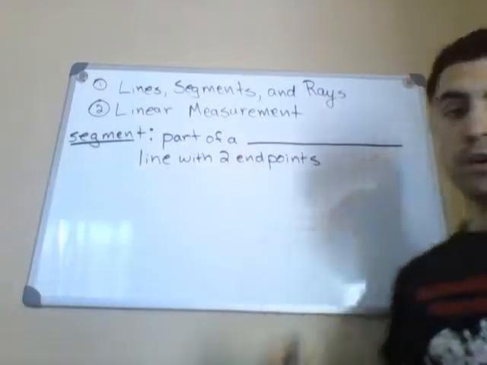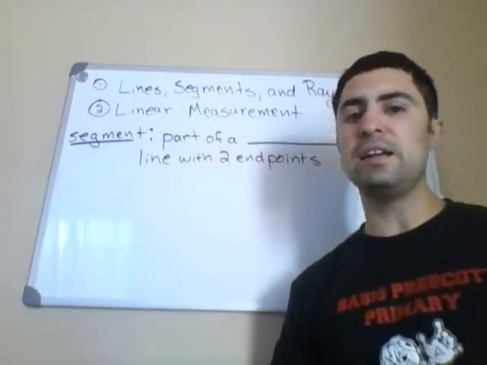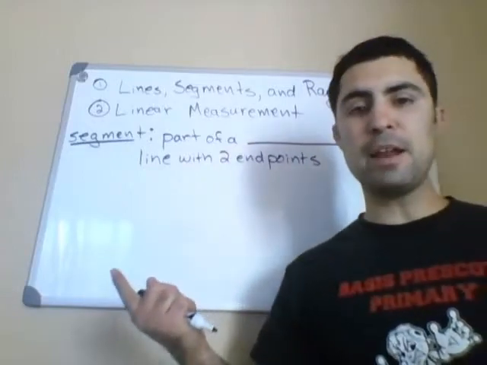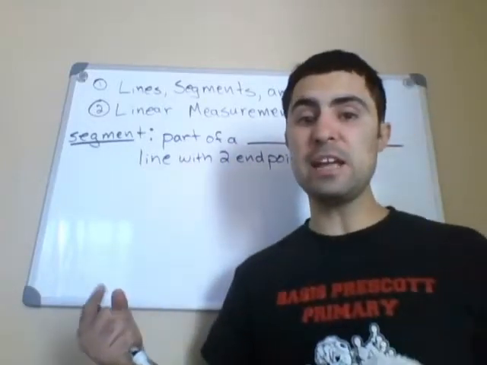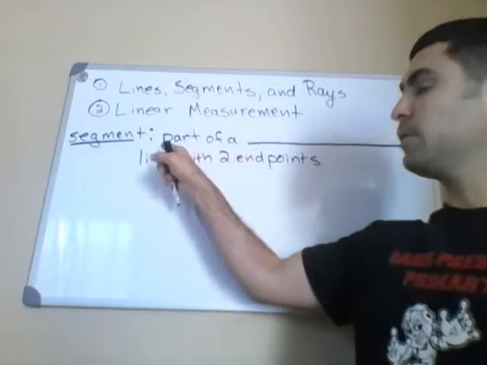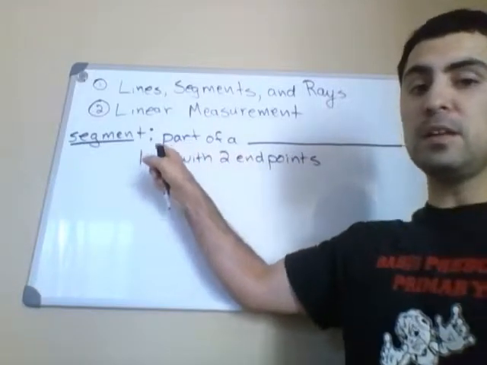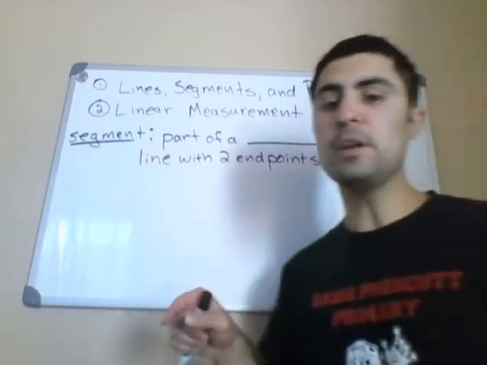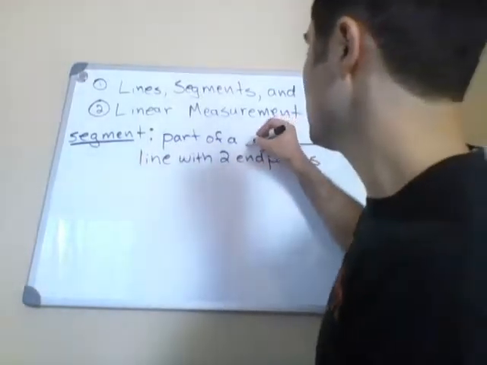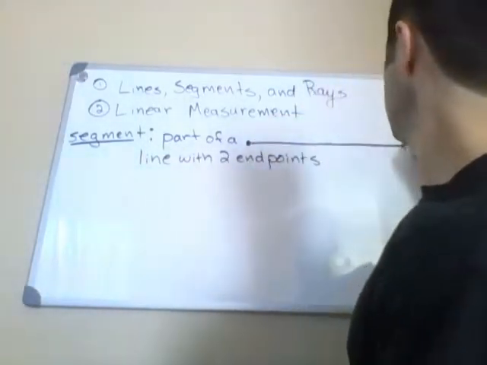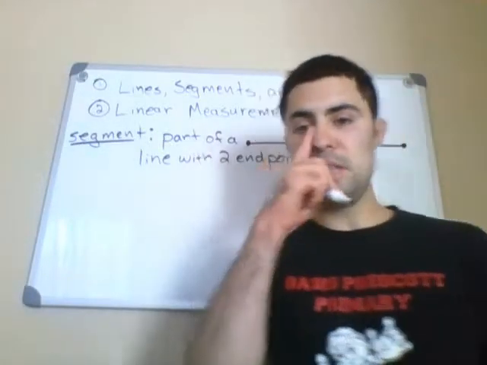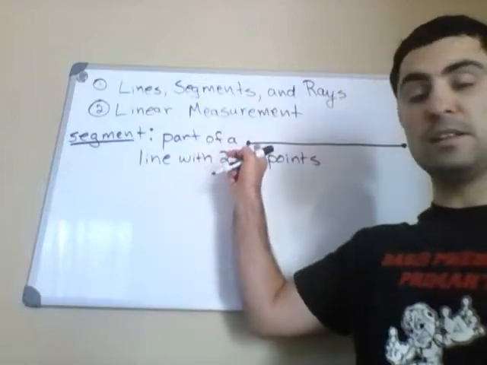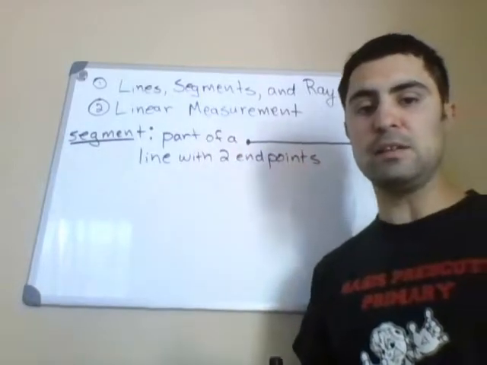Here's what you would call in everyday language a line. This line right here, in mathematical terms, is called a line segment. The definition of a line segment is part of a line with two endpoints. So I'm going to go ahead and put two endpoints on here. One, two. A lot of times in math you'll see a line segment that has little dots at the end.